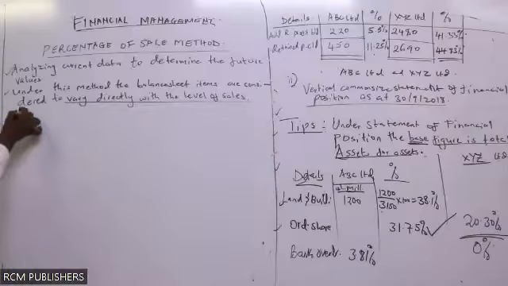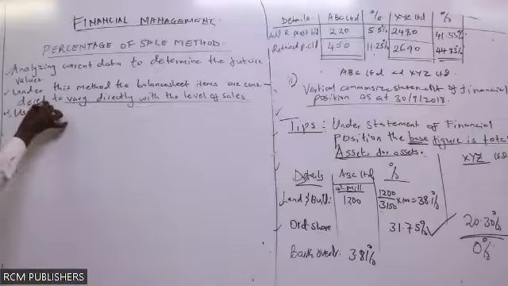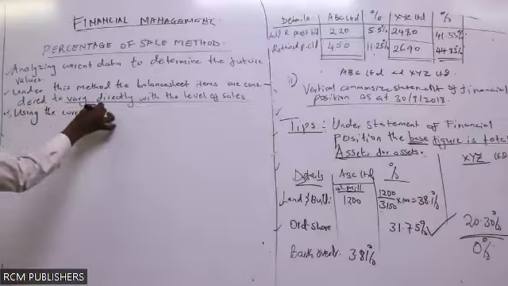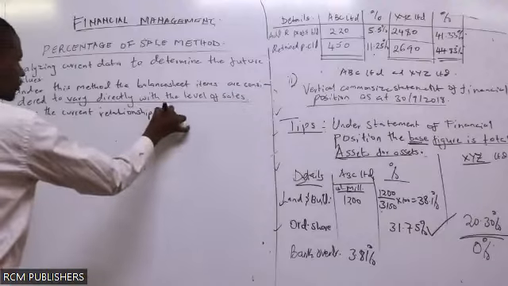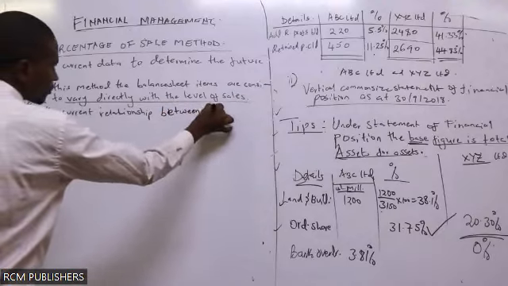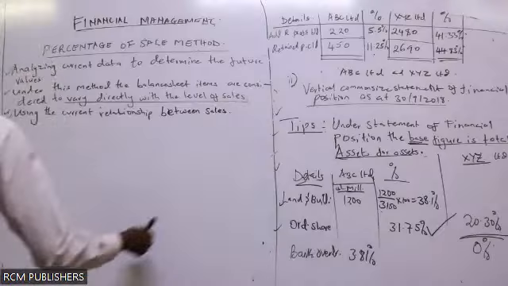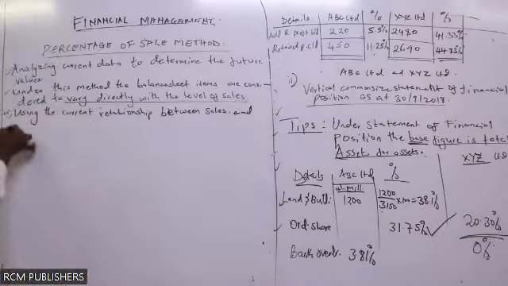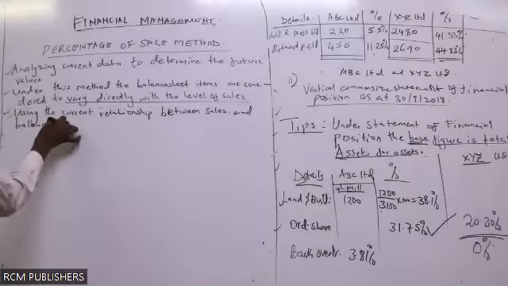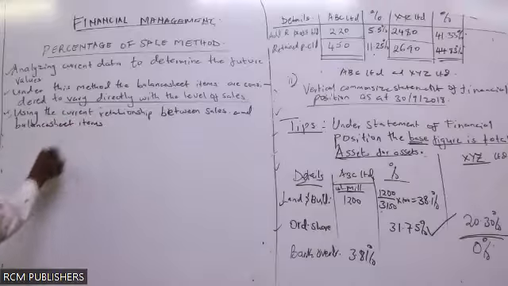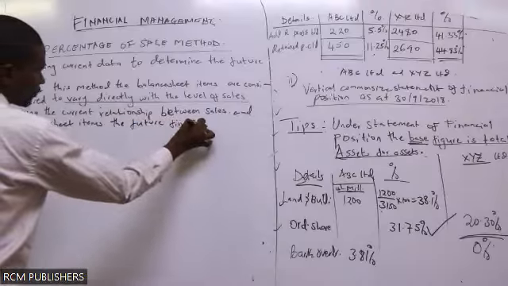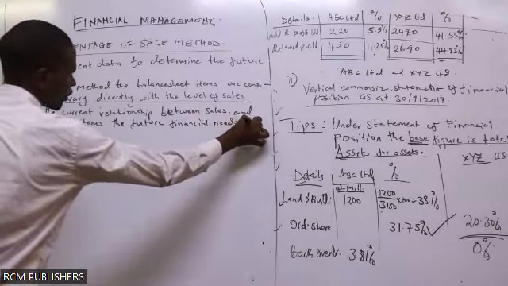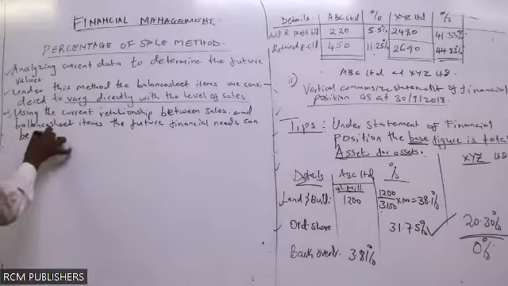Using the current relationship between sales and balance sheet items, the future financial need can be forecasted.